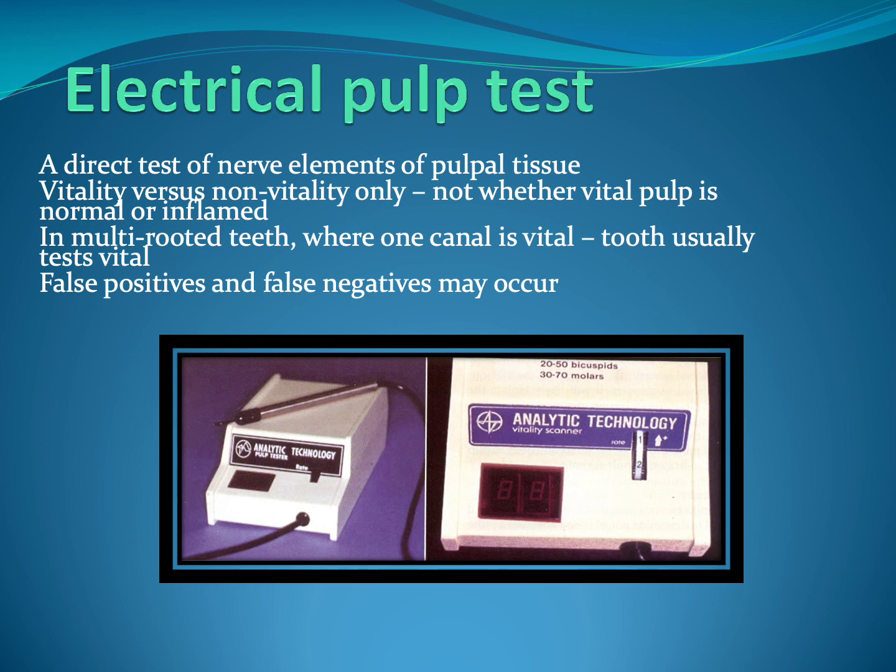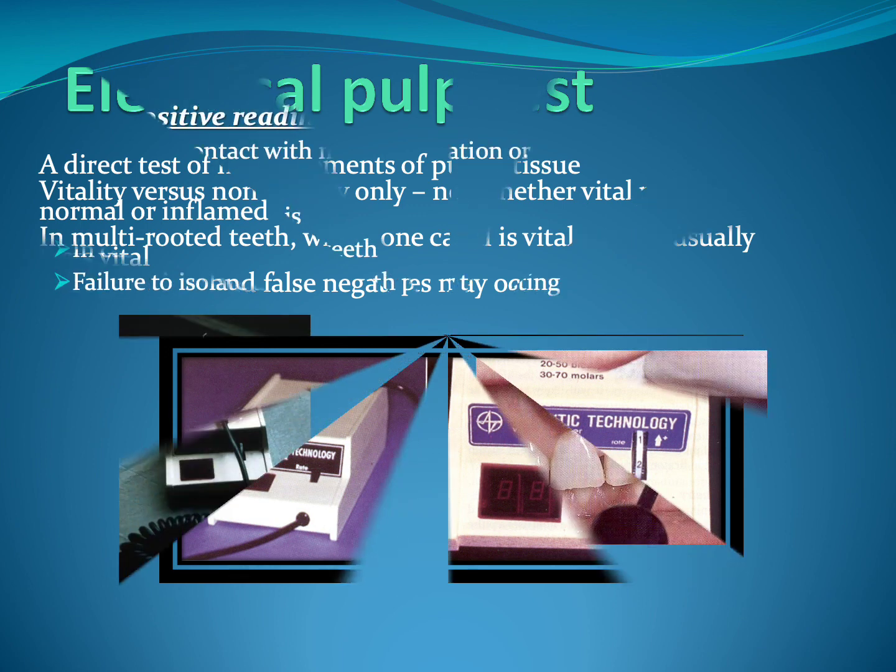Vitality versus non-vitality only, not whether vital pulp is normal or inflamed. So in the electrical pulp test, we know the pulp is vital or non-vital. We cannot see if the pulp is inflamed or not. In multi-rooted teeth, it's not applicable, where one canal may be vital and the other canals are not vital, so it gives us a false reading.